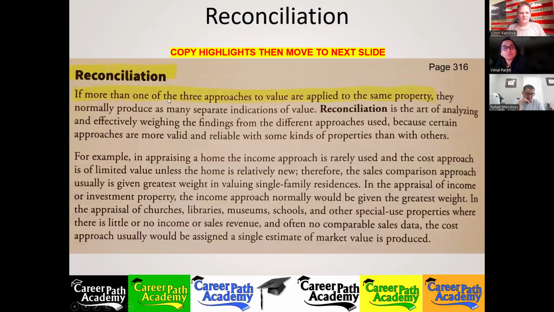So let's highlight that. Page 316. If more than one of the three approaches to value are applied to the same property, it's called reconciliation. Add that to your definition list right there. What is reconciliation? So the appraiser tries to apply all three approaches to value to the same property, and then they use the more valuable one.